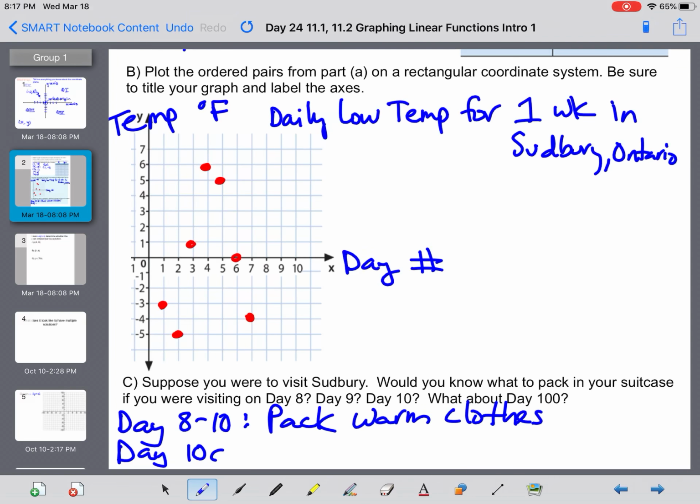Now for day 100, that's too far out. I have no idea. I would need to see more data points, or I'd need to kind of know some history about this particular place to know what the climate would be like. So without further investigating, I would have no idea what to pack on day 100.